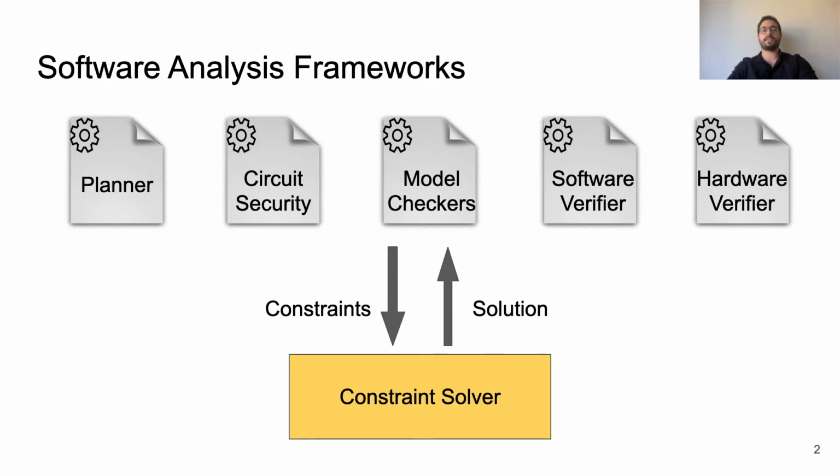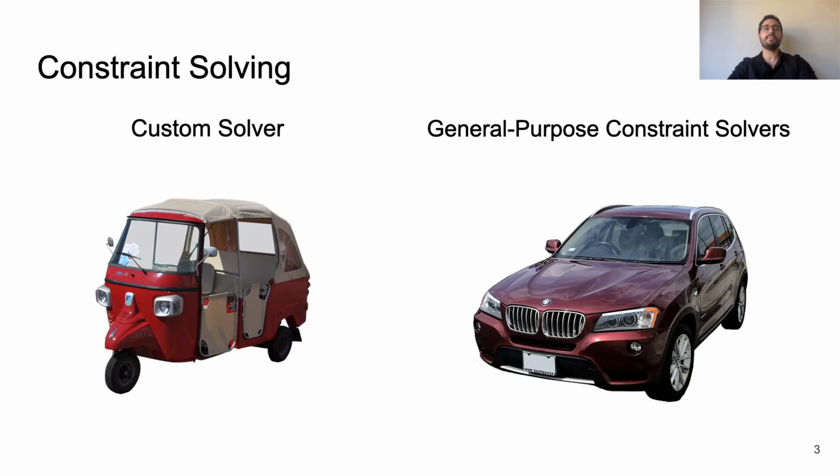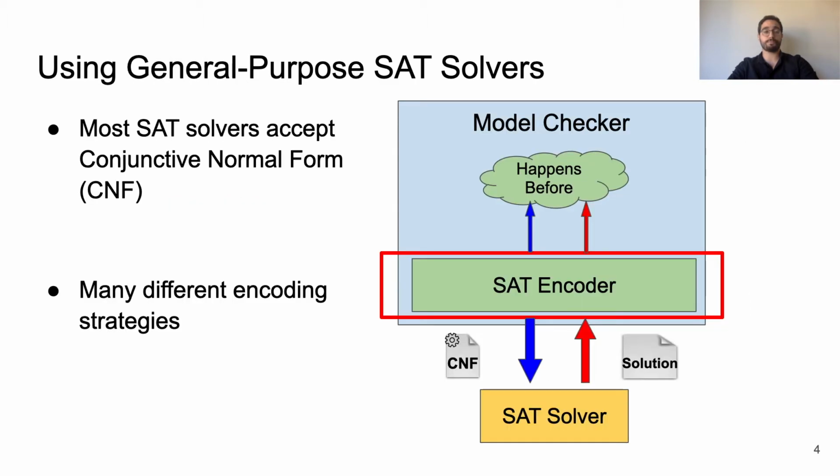Modern software analysis, from planner frameworks to hardware-software verifiers, relies heavily on constraint solving for the reasoning or search task. Developers of these tools usually have two options to solve these constraint problems. They can either develop their own custom solver, which is labor intensive and often not efficient, or they can use general purpose constraint solvers such as SMT or SAT solvers that have been carefully engineered over 50 years of research and are usually faster than the former option.